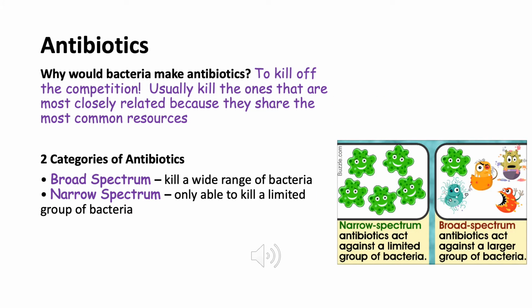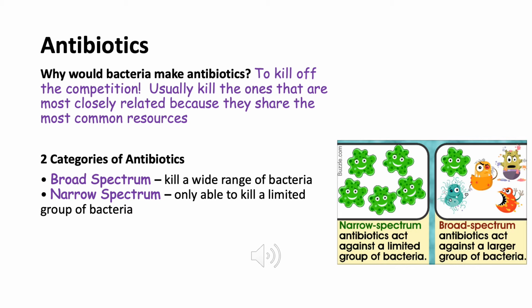So I just told you that antibiotics are produced by bacteria. Now, why would bacteria want to produce antibiotics that kill bacteria? Well, the answer is to kill off the competition. So producing antibiotics is an adaptation that provides a survival advantage for that bacteria. They usually kill the ones that are most closely related because they share the most common resources.